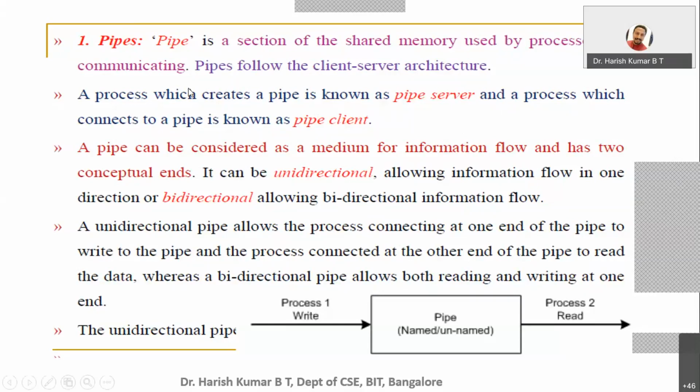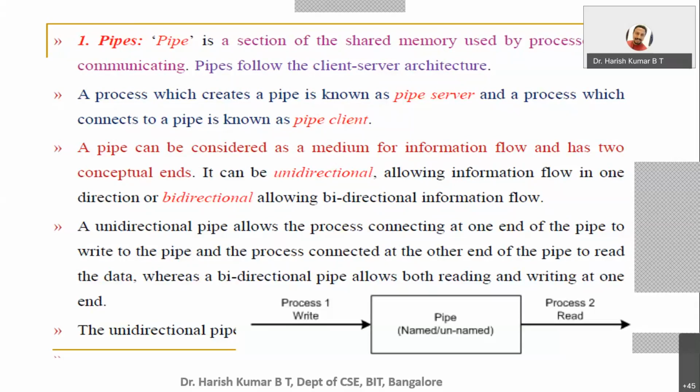And again, what about the direction of the data flow in the pipe? It can be unidirectional or bidirectional. If you have only one single pipe, with the reader attached to one end and the writer attached to the other end, the communication can happen only in one direction. That is, the writer writing and the reader consuming the data. So the flow of data is from writer to reader. So it is unidirectional communication.